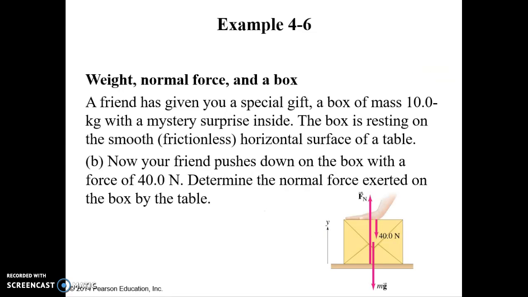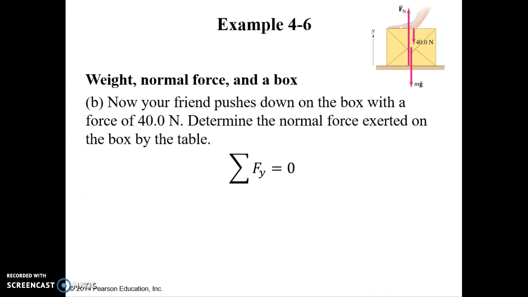Now for part B, your friend pushes down on the box with a force of 40 newtons. We need to determine the normal force exerted on the box by the table. Again, we start with the sum of the forces in the y direction, which is still 0 because the box is not moving. Look at the left-hand side of the equation. We have 3 force vectors: normal force pointing up, weight, which is mg, pointing down, and 40 newtons caused by the hand also pointing down.